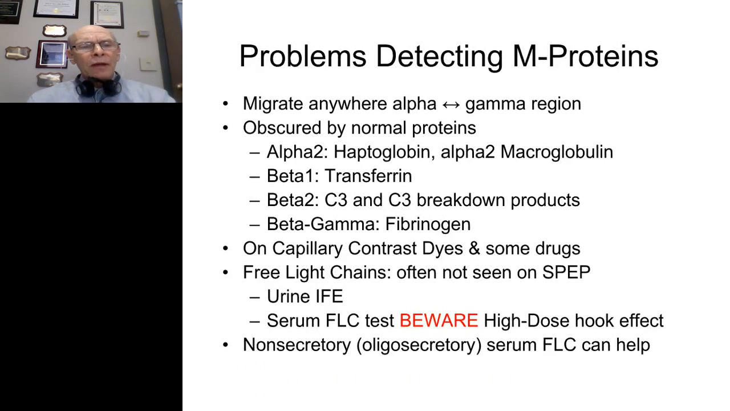Now, while the methods that I'm presenting this morning are robust, false negatives can occur, because while M-proteins usually migrate in the gamma region of electrophoretic gels, as I'll show you in a minute, they can migrate in the alpha or beta regions. When they do this, their presence can be obscured by some of the normal serum proteins that I've listed here. In this session, I'll show you ways that we can detect these obscured M-proteins by looking for suspicious findings on the electrophoretic patterns.